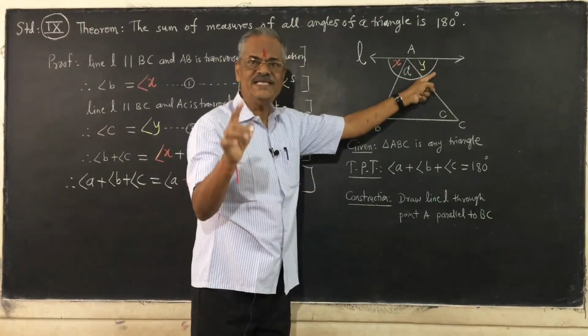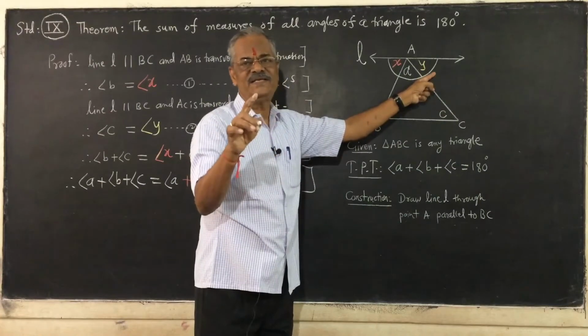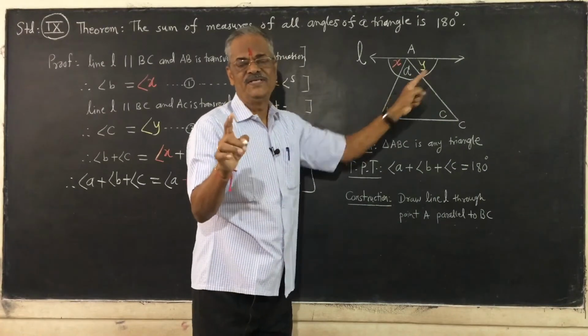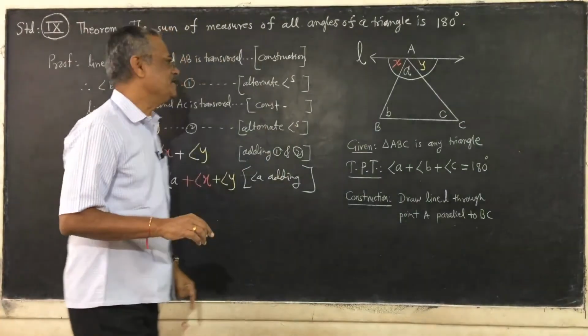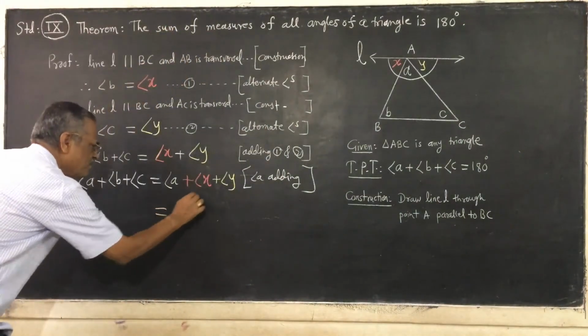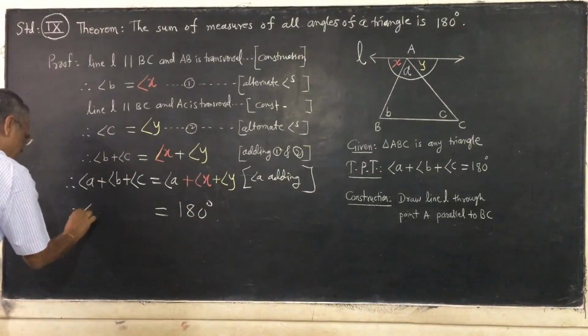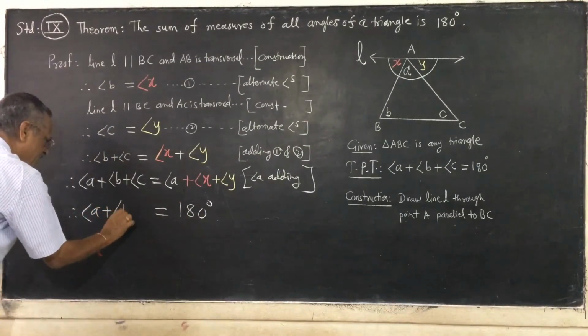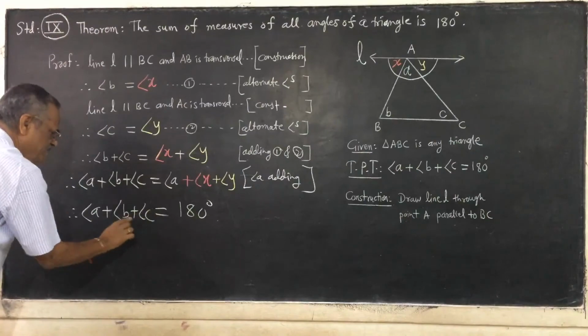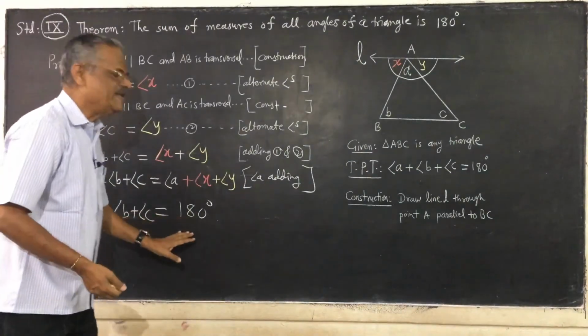You know that it is a linear pair. So total must be 180. So what is the right hand side? It is 180. So ultimate last step, angle A plus angle B plus angle C is equal to 180.